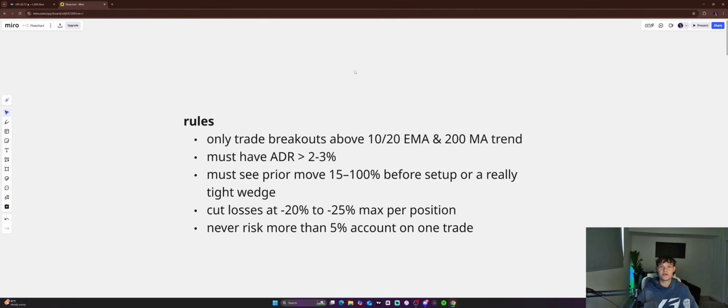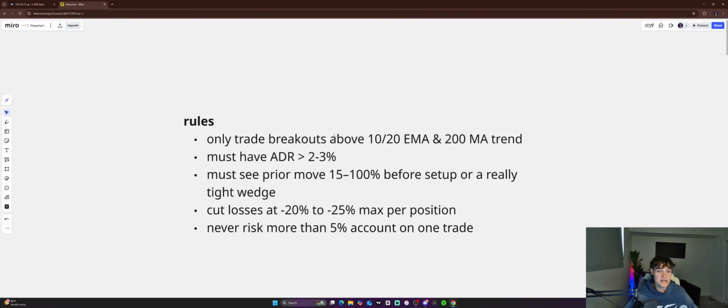It's how you're actually going to catch parabolic moves that go really, really fast and really strong. That's what we're trying to take. We don't want to sit in anything that's just super slow, not really moving. We want to make our money and we want to make sure it's actually moving, right? So it's super, super simple. You want to make sure that your stocks at least have over a 2 to 3% ADR.